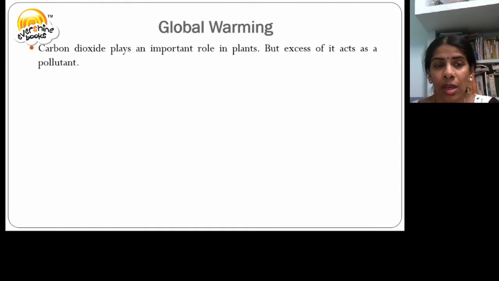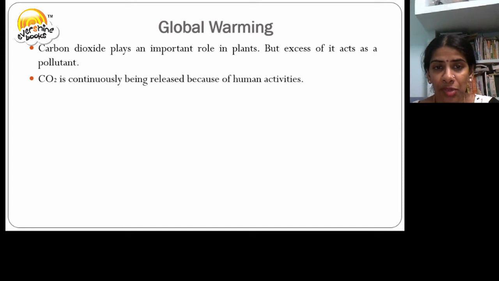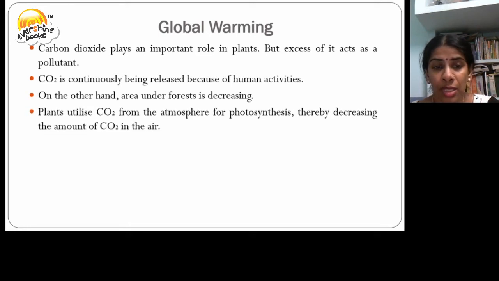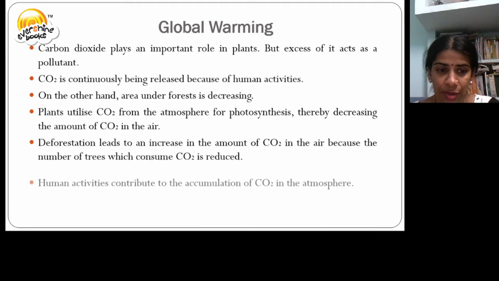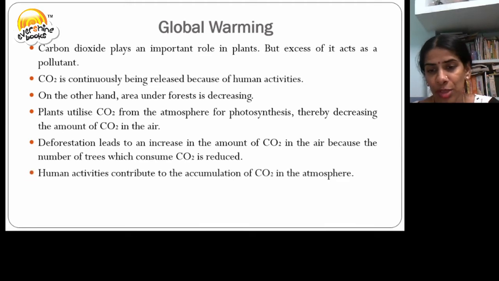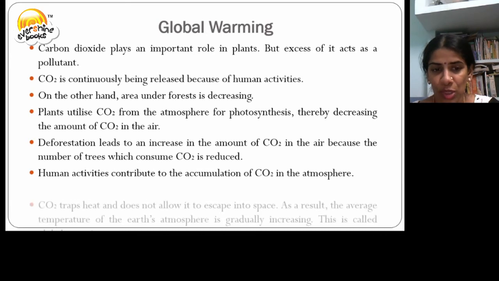Global warming. Carbon dioxide plays an important role in plants, but excess of it acts as a pollutant. Carbon dioxide is continuously being released because of human activities. On the other hand, the area under forest is decreasing. Plants utilize carbon dioxide from the atmosphere for photosynthesis, thereby decreasing the amount of carbon dioxide in the air. Deforestation leads to an increase in the amount of carbon dioxide in the air because the number of trees which consume CO2 is reduced. Human activities contribute to the accumulation of CO2, that is carbon dioxide, in the atmosphere.